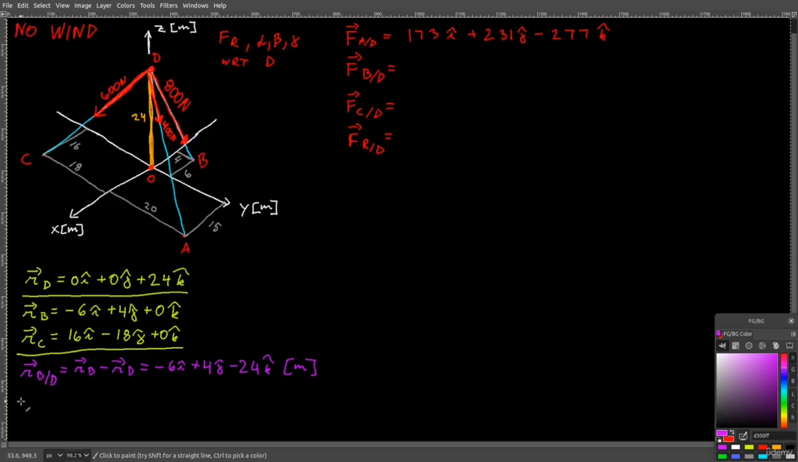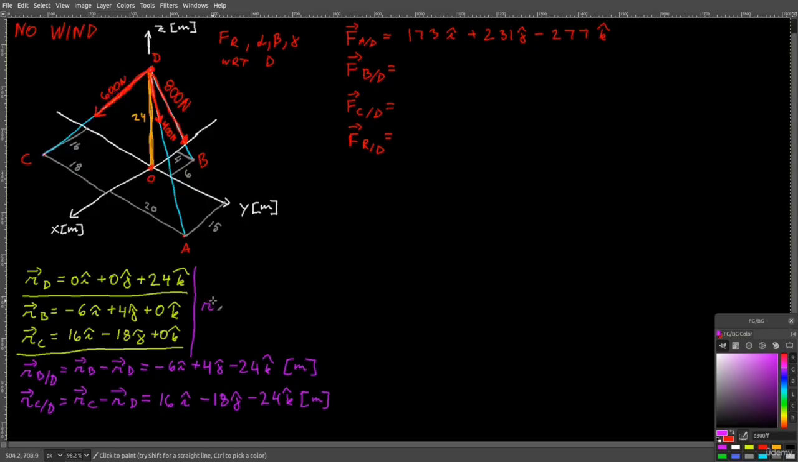in this direction. Then we can also right away compute the displacement vector of C with respect to D. That's RC minus RD. It's 16i minus 18j minus 24k meters. Again, you go 16 meters in this direction, 18 meters in this direction, and 24 meters in this direction. First parallel to x apostrophe in the positive direction, then parallel to y apostrophe in the negative direction, and parallel to z apostrophe in the negative direction as well.